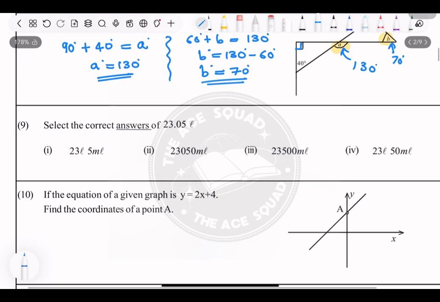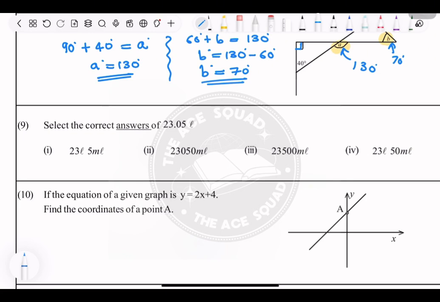Question number 9, select the correct answers of 23.05 liters. So basically you have to select all the values that are equal to 23.05 liters. It's just 23.05 liters given in different forms. Okay, so let's see. So the first answer, which is 23 liters and 5 milliliters.